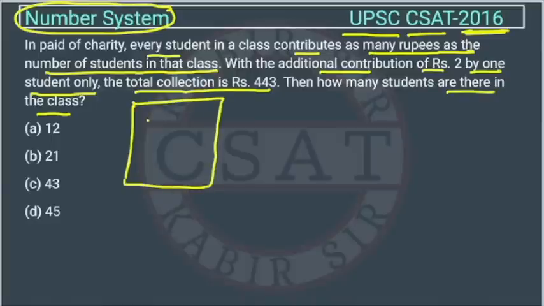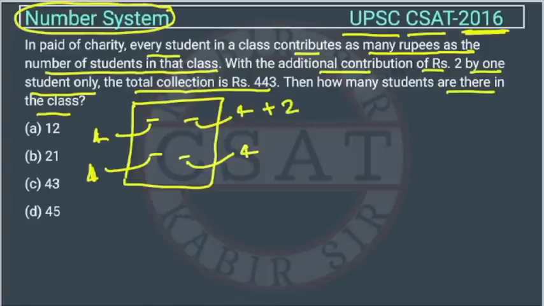Right. Suppose there are 4 students in class. So each will pay 4 rupees. Okay, this will pay 4, this will pay 4 rupees, and this will also pay 4. But one of the students is paying 2 rupees more. So one student will pay 2 rupees more. So this is the question, right? So if you will see, there are 4 students. So the total money will be 4 into 4, right? Because 4 students, 1, 2, 3, 4, and each will pay 4 rupees. So total rupees will be 4 into 4, right?